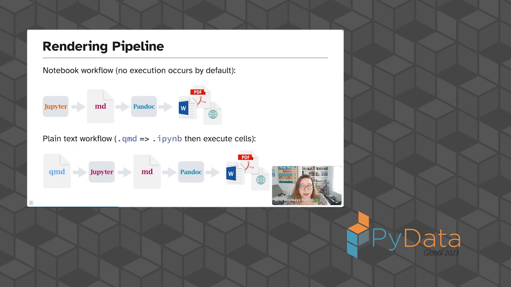So the rendering pipeline is that if you're in a notebook workflow, there's no execution by default. You, the analyst, are the one executing the code cells explicitly. Then we start with Jupyter, and basically that same pipeline we've shown before, end up with one of these outputs. If you are starting with a QMD, what happens first is that the code cells are run through Jupyter so that we end up with that markdown document with your prose in plain markdown, as well as the output or any images that may have been created from executing the code. And then the rest of the pipeline is exactly the same.